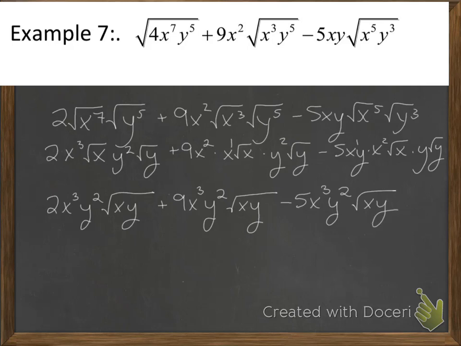Okay, so let's stand back and see if we really have some like terms. Remember, to be like terms, they have to have the same variables all raised to the same exponent or under the same radical. Okay, so notice that this term, and this term, they are identical. So we can just count them, right? We have 2 of them plus 9 of them minus 5 of them. Okay, so we have 2 plus 9 minus 5. Well, 2 plus 9 is 11. 11 minus 5 is 6. Okay, so we're going to have 6 times x cubed y squared times the square root of xy.